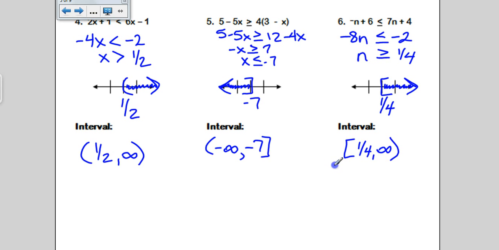I kind of find it easier to write the interval solution once I have the graph. I'm a more visual person, so the graph really helps me.